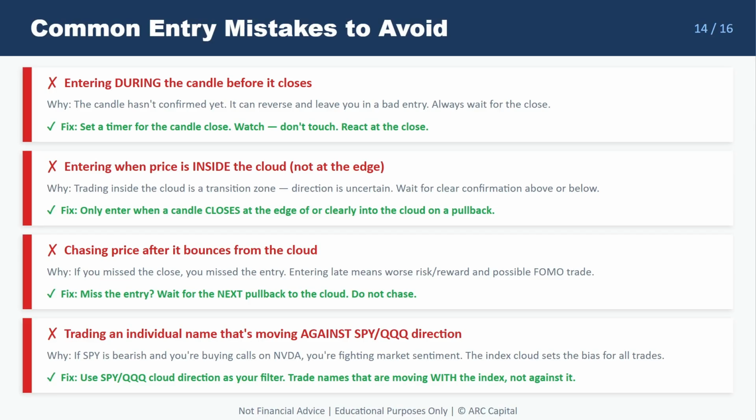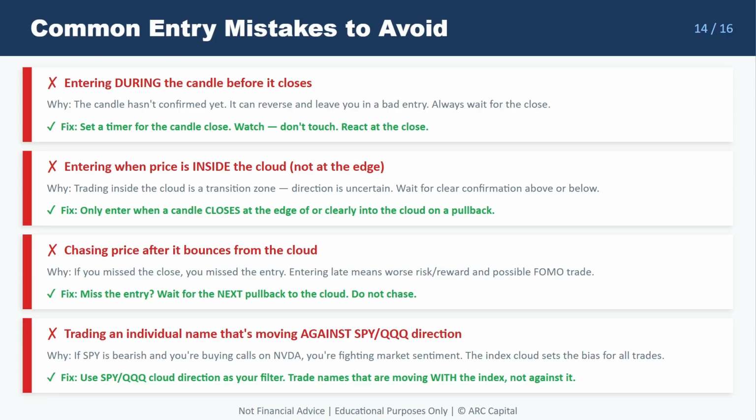Facts. So, common entry mistakes to avoid. Entering during the candle before it closes. Why? The candle hasn't confirmed yet. It can reverse and leave you in a bad entry. Always wait for the candle to close. Set a timer for the candle close. I'm pretty sure this is already automatic on TradingView. You can see every single time with a little timer when a candle is about to close. Every broker offers this. Turn it on if it's not already on. Watch, don't touch it, react at the close.